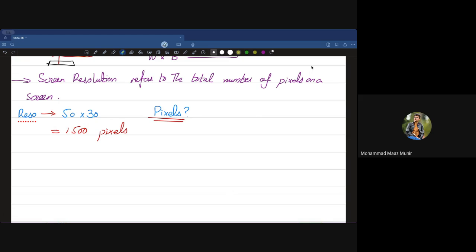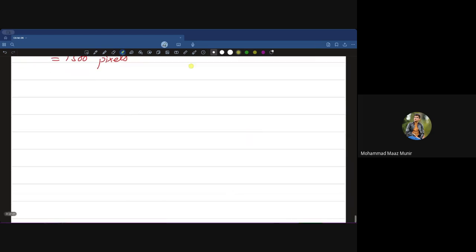Apart from that, the more pixels you have, the better your quality is going to be. Let me write this up here. The greater the number of pixels, the better the quality.